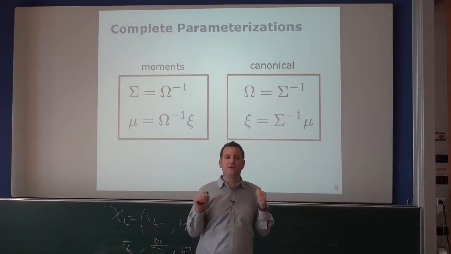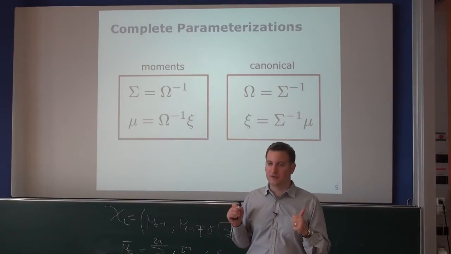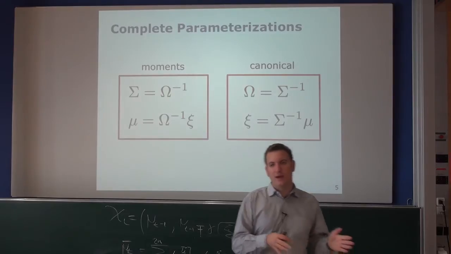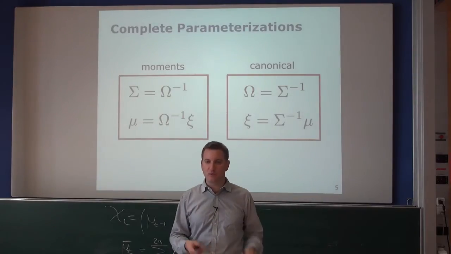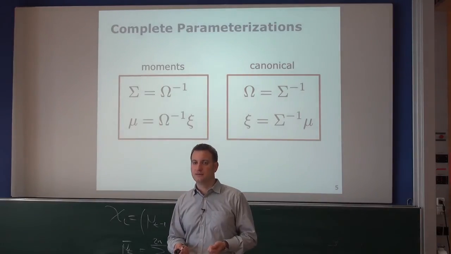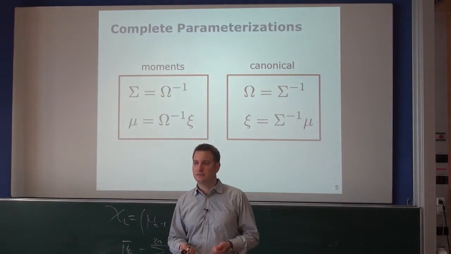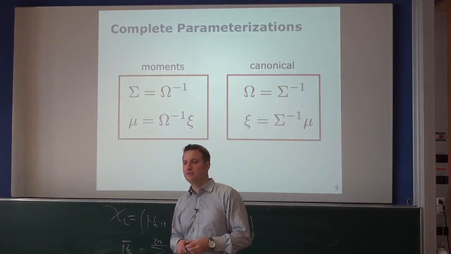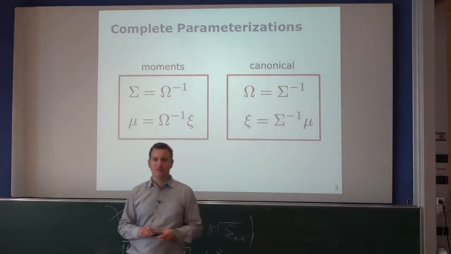What's the cost of converting between those representations? So if I have moment form and I want to obtain information form, and the other way around, what's the computational cost of doing that? So we have to invert the matrix, so it's n to the power of 2.4.